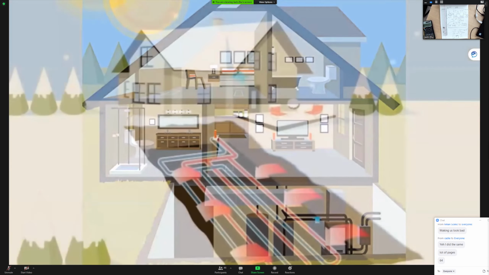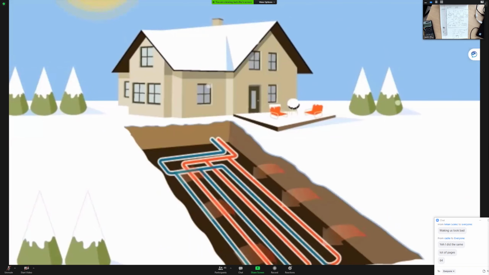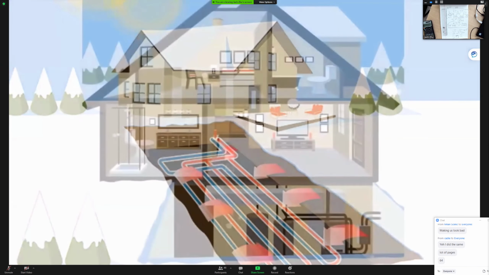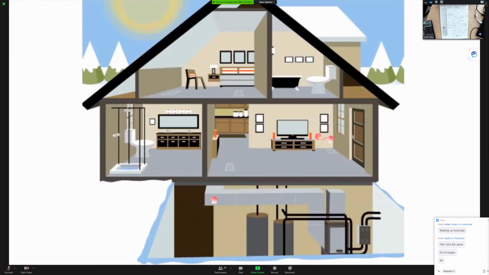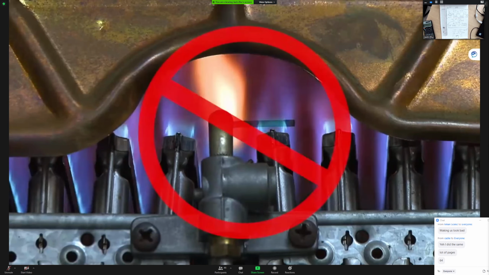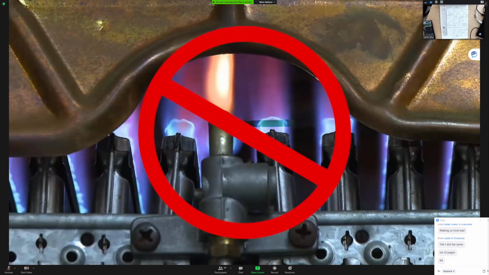In winter, the system is reversed. Heat is extracted from the ground using the same loop system. In the heat pump, the heat from the underground loop is compressed to a much higher temperature and used to warm the air in your home. Since a geothermal system uses an earth loop to provide your home with heat in the winter, there is no need to burn any fossil fuel for heating. No flame, no carbon monoxide, and environmentally friendly. Geothermal systems are the smart way to heat and cool your home.